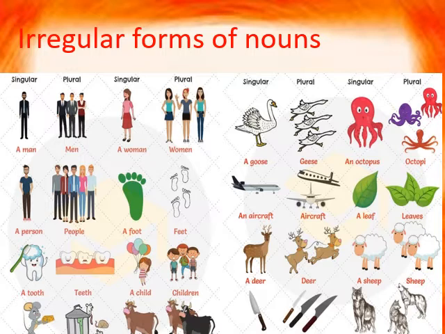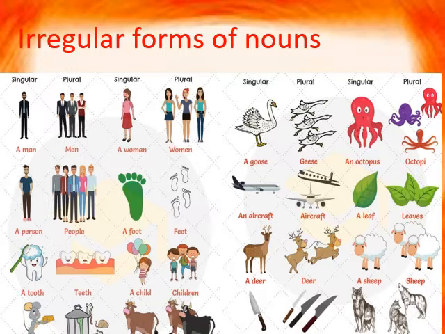Here, below that, mouse. M-O-U-S-E, mouse. Single. In the plural form, it is called mice. M-I-C-E, mice. Next, ox. O-X, ox. In the plural form, more than one, we call it oxen. O-X-E-N, oxen. Let us go to the right side.